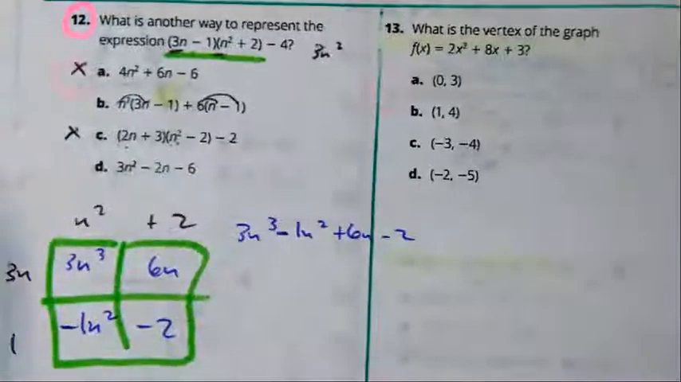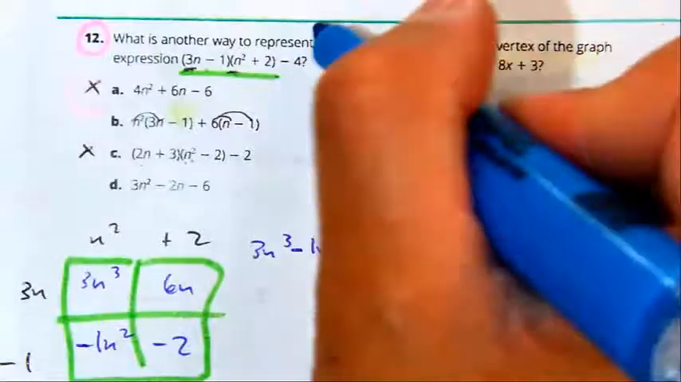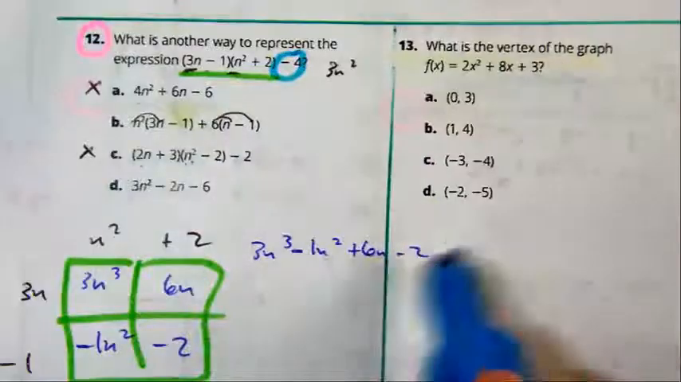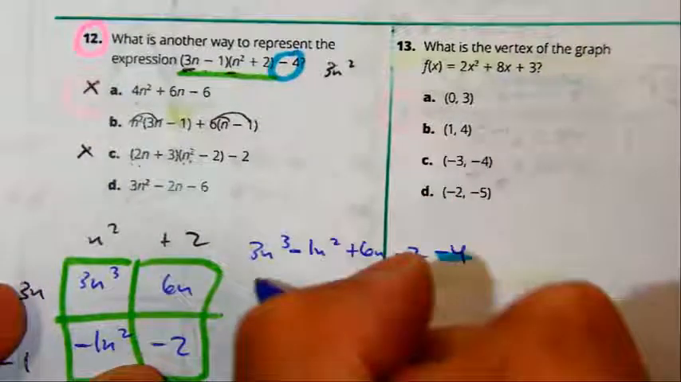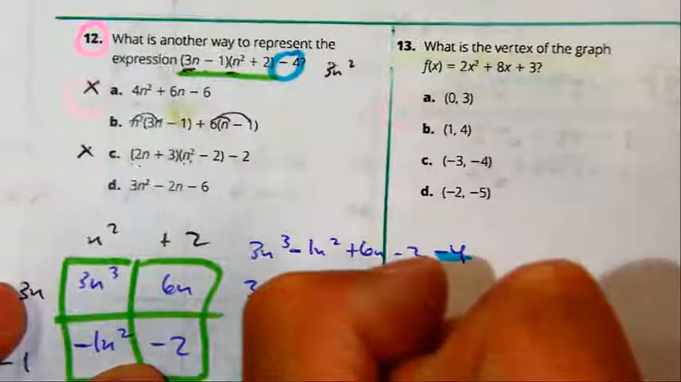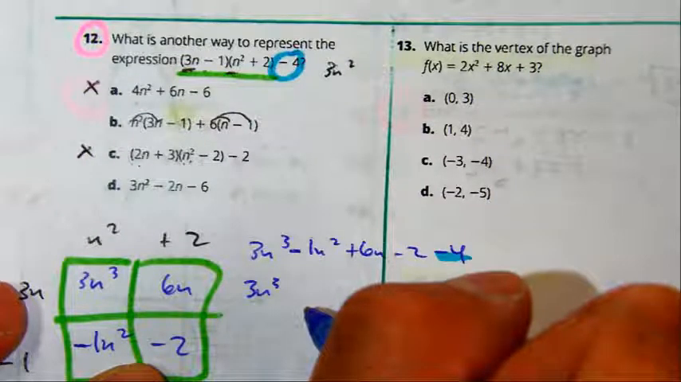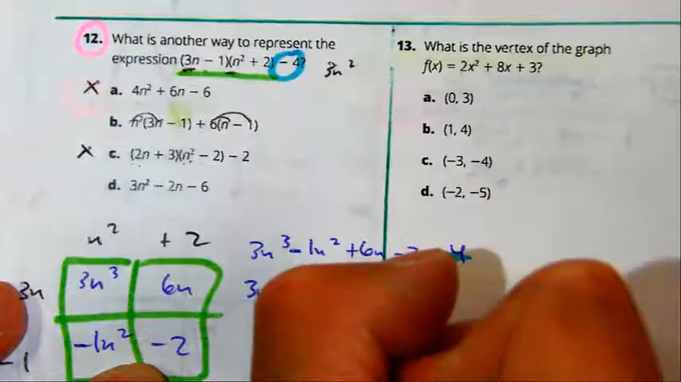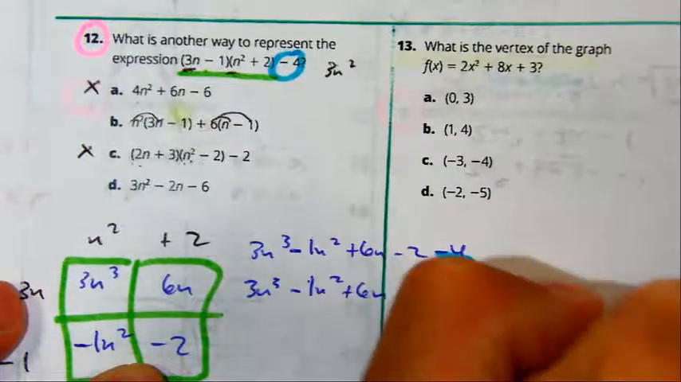Now, a common mistake is to forget this small little piece right here, this minus 4. So don't forget the minus 4. 3n cubed. Oh, I made a mistake. I see my mistake. Minus n squared plus 6n minus 6.